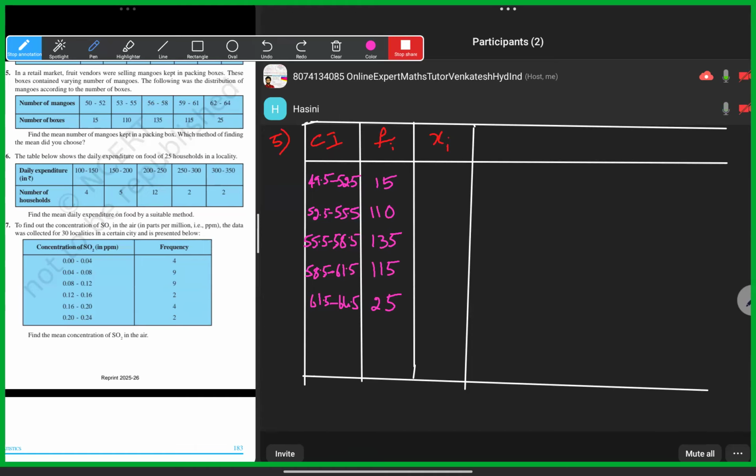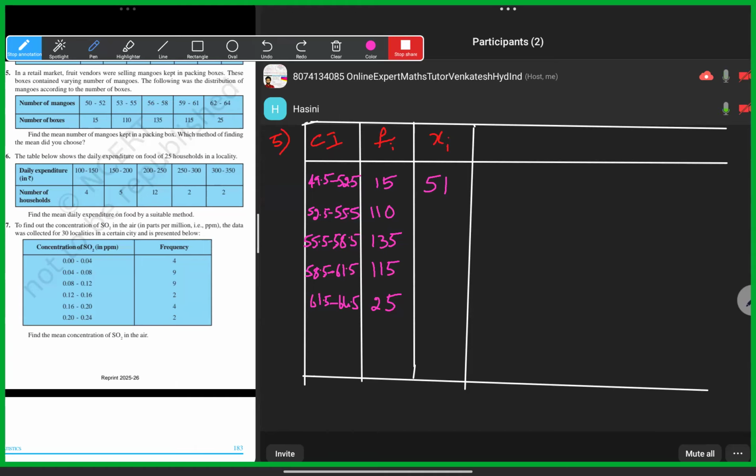The next is the XI column. For the XI column we have to add the lower limit and upper limit and divide by 2. So 52.5 plus 49.5: 52 plus 49 is 101, plus 1 is 102. So 102 by 2 means 51.